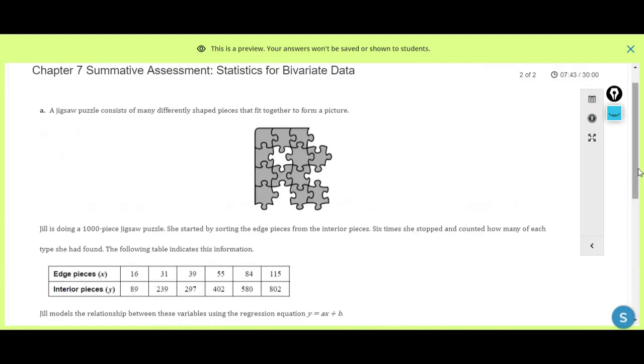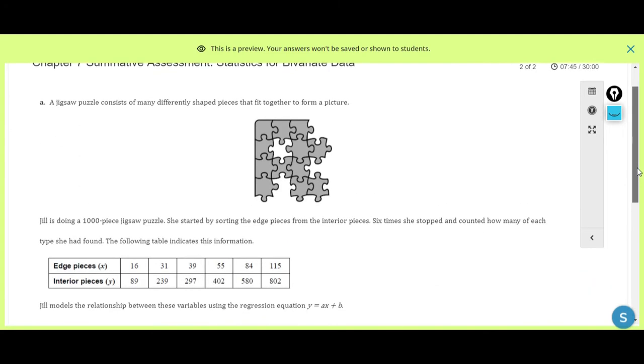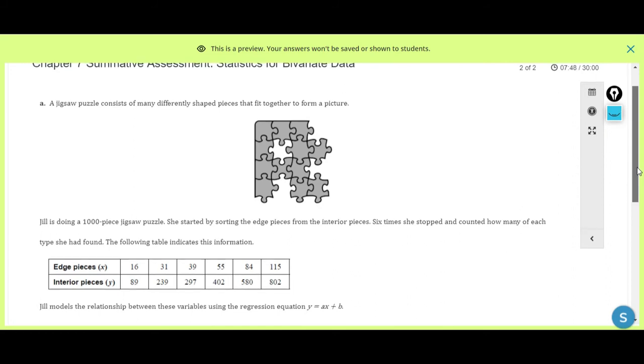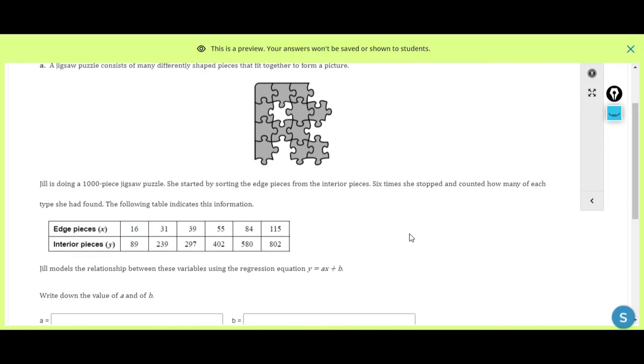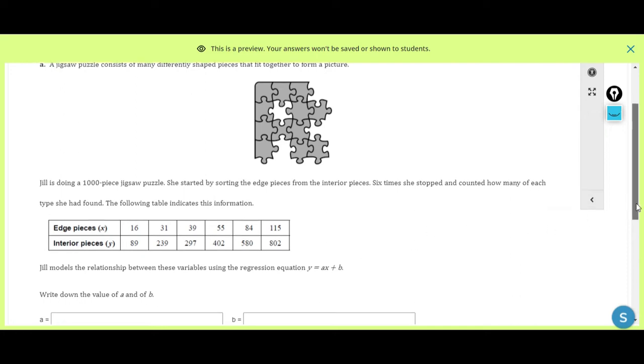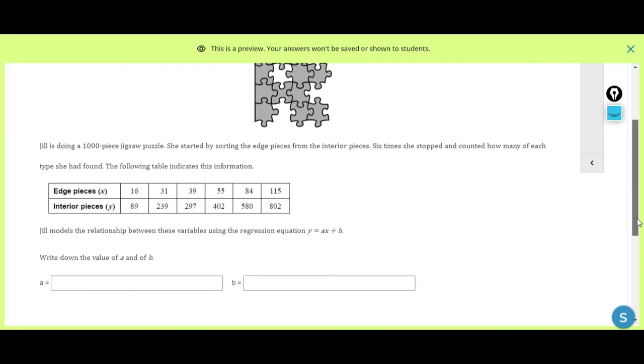On to the second, thankfully of 2, where we have some puzzle pieces in front of us. Jill is doing a 1,000-piece jigsaw puzzle, and she's sorting edge pieces from interiors. Of course, the edge has the flat side on it, and 6 times she stopped and did a count of pieces, and you got 1, 2, 3, 4, 5, 6 ordered pairs containing that information there. And Jill models the relationship between these variables. Thankfully, this is the standard y equals ax plus b, so we just have to make sure we're using edge pieces to predict the number of interior pieces she would have sorted. And we just need to enter that slope and y-intercept.